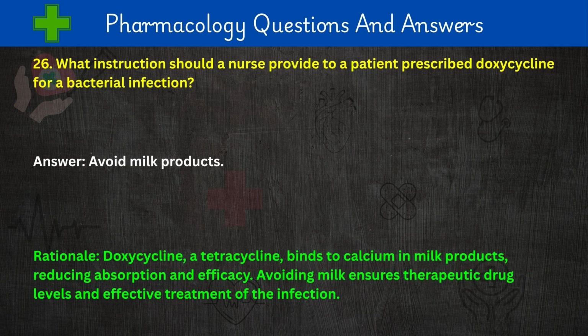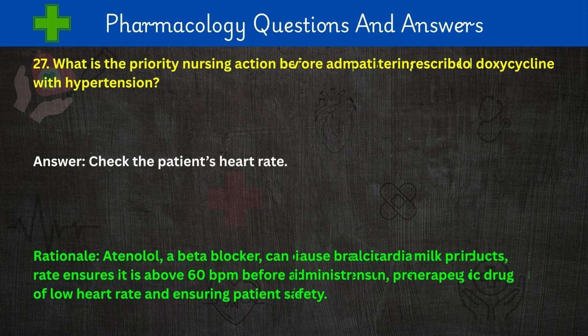26. What instructions should a nurse provide to a patient prescribed doxycycline for a bacterial infection? Answer: avoid milk products. Rationale: doxycycline, a tetracycline, binds to calcium in milk products, reducing absorption and efficacy. Avoiding milk ensures therapeutic drug levels and effective treatment of the infection.